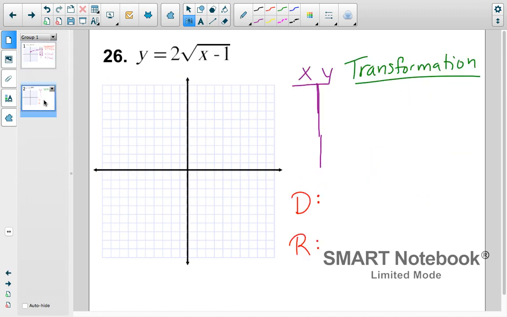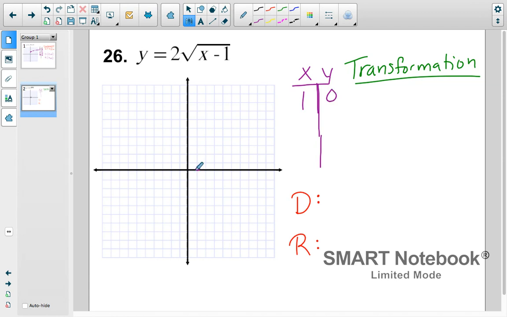26, this time we have y equals 2 times the square root of x minus 1. I want to start by graphing it. This time I can't start at 0, however, because if I do 0 minus 1, I get negative 1. Then we're in the imaginary number system. I don't want to do imaginary numbers. So I'm going to start with 1 this time. 1 minus 1 is 0. 2 times 0 is 0. So my first point is 1, 0, right there.